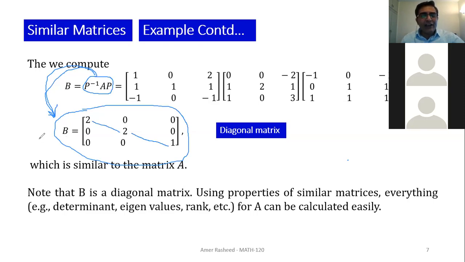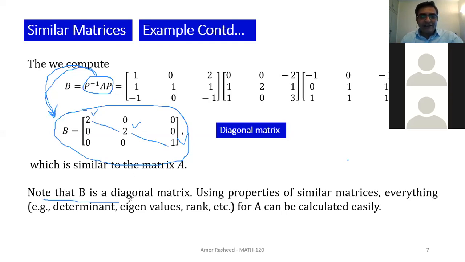Because it is very easy to find the determinant of B, and the determinant of B must be equal to the determinant of A. It is very easy to find eigenvalues of B as compared to A. If we find the eigenvalues of B, then the same eigenvalues will be of A also. If we can find the rank of B, that will be the rank of A. If we can find the trace of B, that will be the trace of A. I hope you understand this.